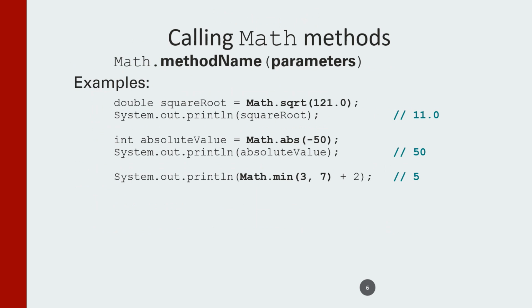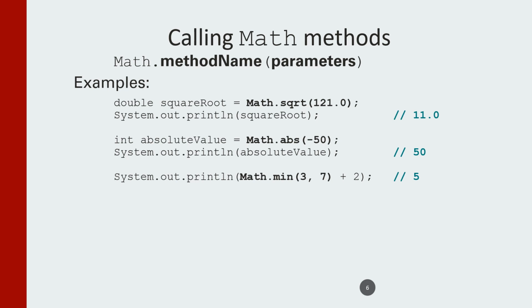I already mentioned that the way that you call math methods is capital M Math dot whatever your method is, and then in parentheses parameters. I have here some examples to showcase that a little bit more. The first example I have is square root, Math.sqrt inside parentheses 121.0. So when you print that out, it will give you 11.0. So notice here for both Math.sqrt and Math.abs, you only put in one parameter because those are math operations that only need one parameter.